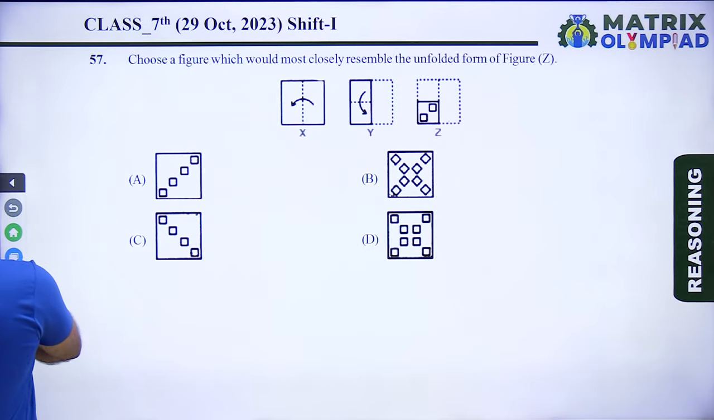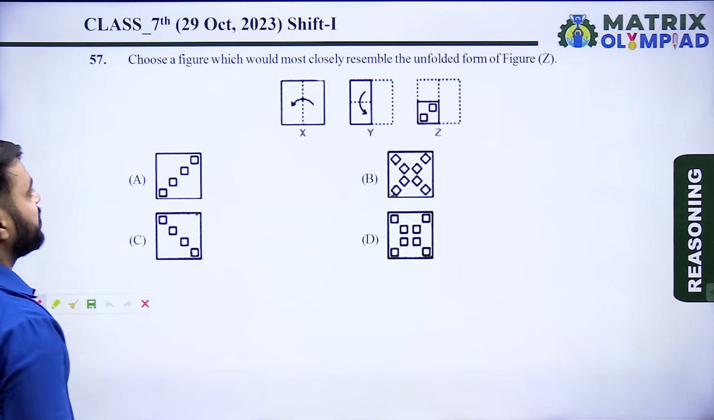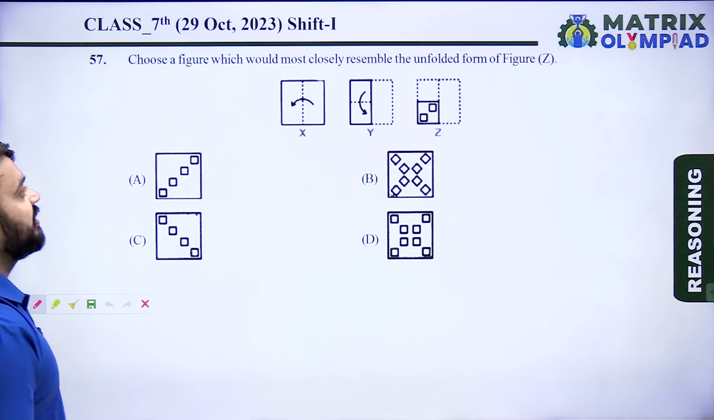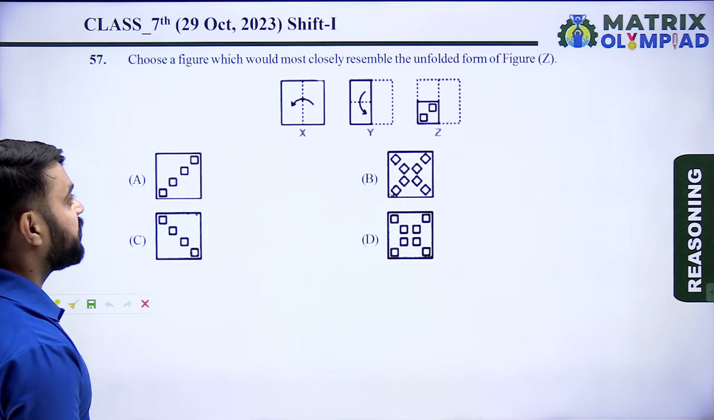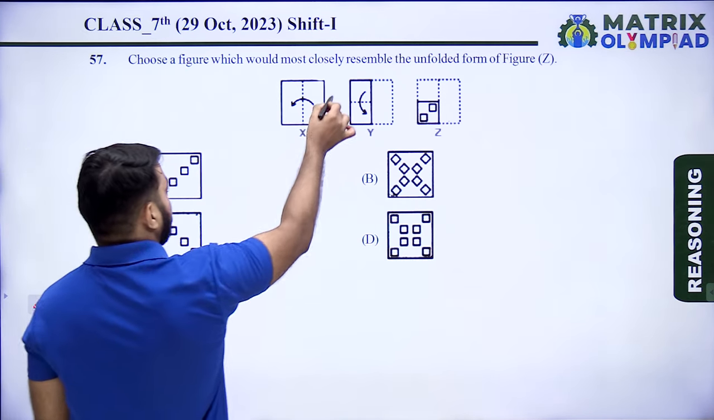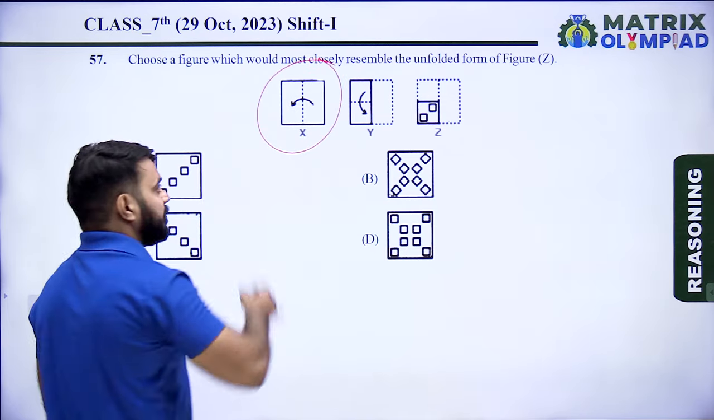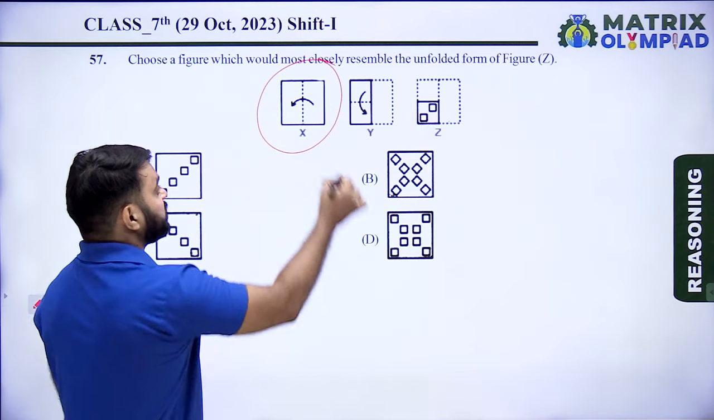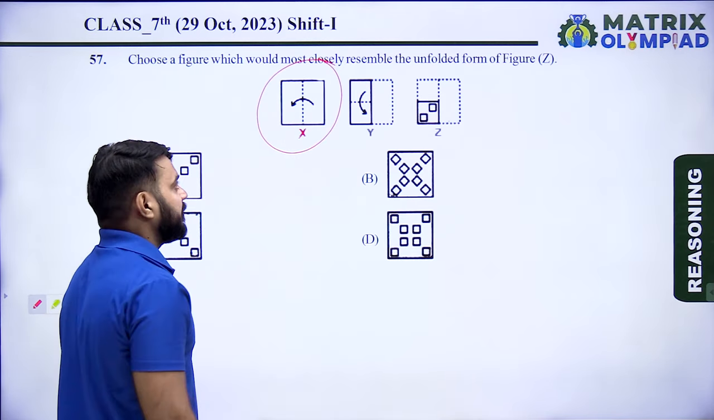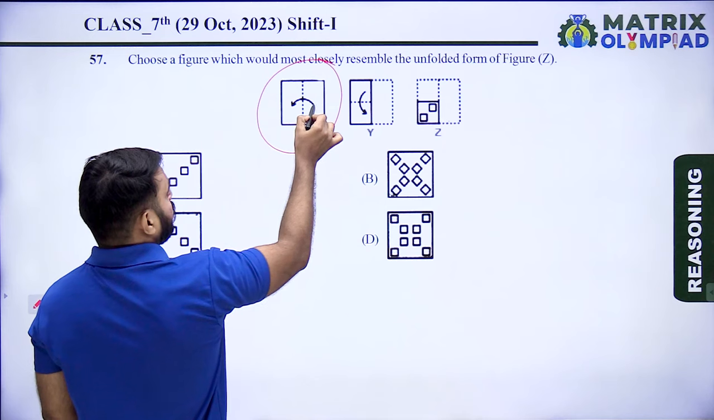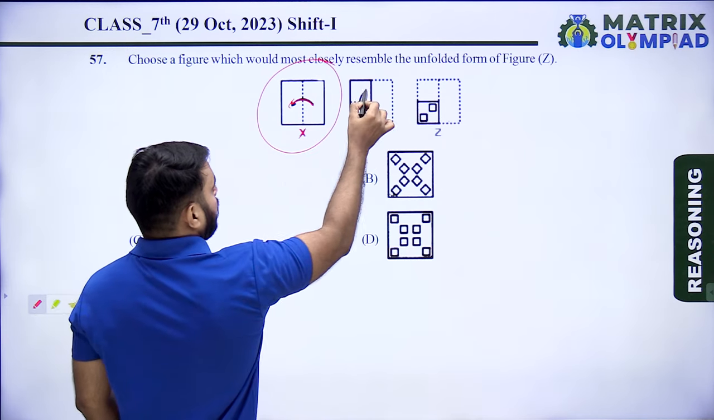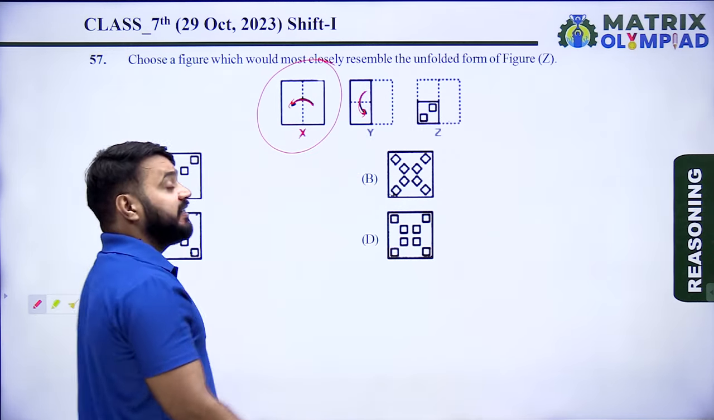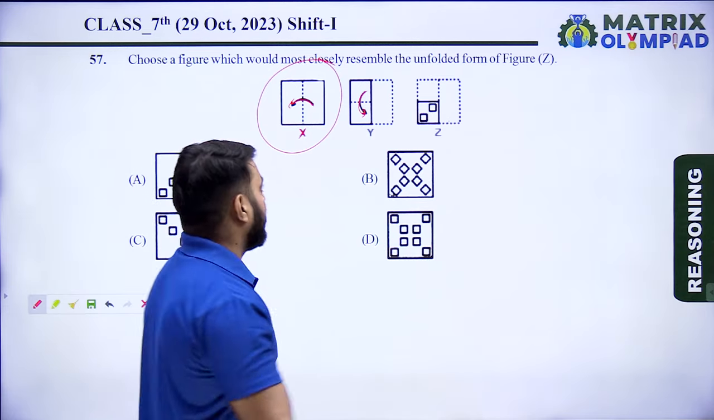Question number 57. Choose a figure which would most closely resemble the unfolded form of figure Z. So find the figure of unfolded paper. It means find the figure of X, because X represents unfolded paper. In this question, this arrow shows the folding direction of the paper.